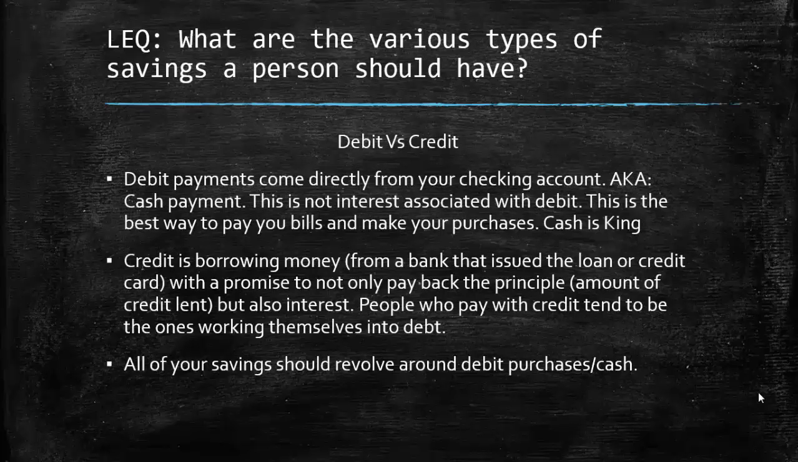Okay, so now would be a good time to make a quick note about debit versus credit and how it applies to your savings accounts. So most of you guys already have a general idea of the differences between these two. I just want to make sure we're all on the same page. So debit payments, that is when you use a debit card or if you ever find yourself writing a check. These payments come directly from your checking account. In other words, debit is treated like cash payments.